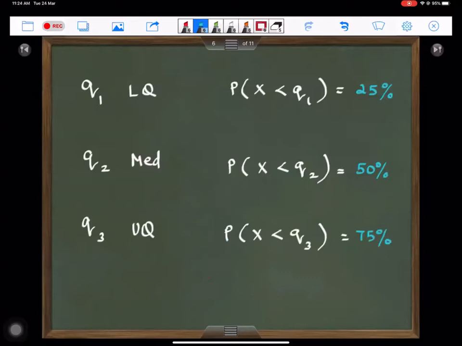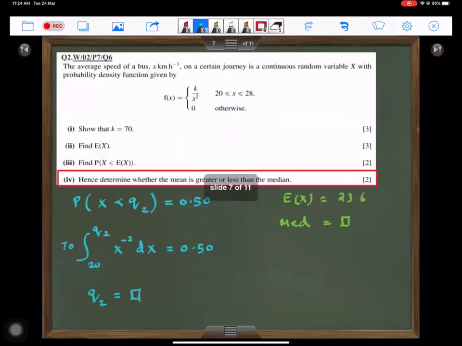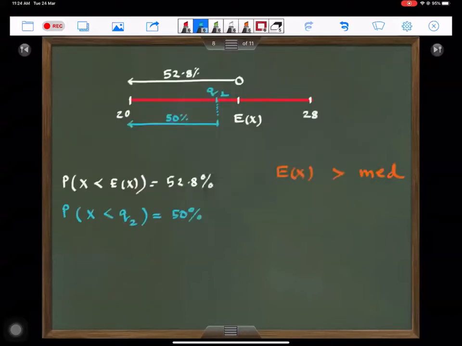Probability x lesser than Q2 is 50%. One approach is to find the median itself and then compare. That's not a big deal. Second approach, draw a number line. Probability x less than expectation of x is 53%, I'm saying it approximately. X lesser than Q2 is 50%. So therefore, the expectation line is bigger.